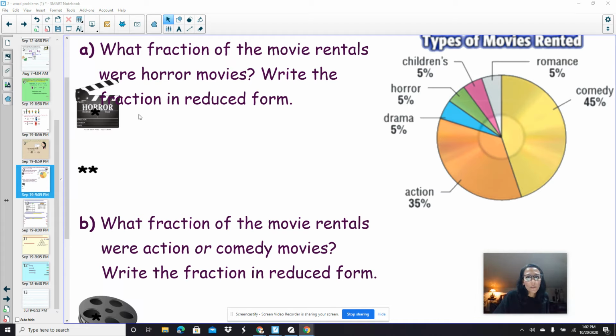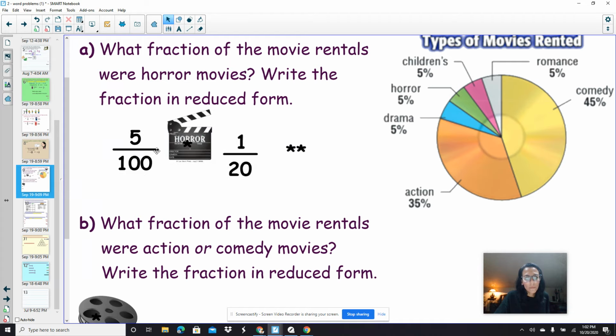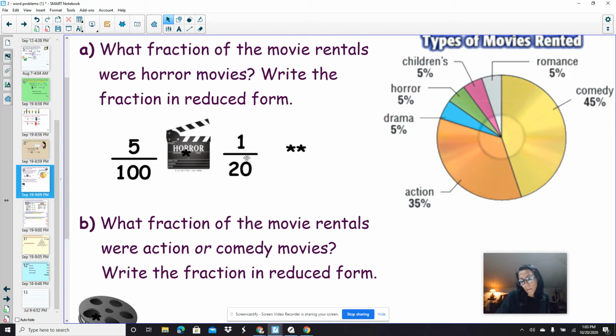What fraction of the movie rentals were horror movies? Write the fraction in reduced form. Okay, so here's horror movies right here. That's 5%. Percent is out of 100. So we can do 5 out of 100 and then reduce that 5 out of 100. You can use that math enter trick as well. That reduces the fractions for you.